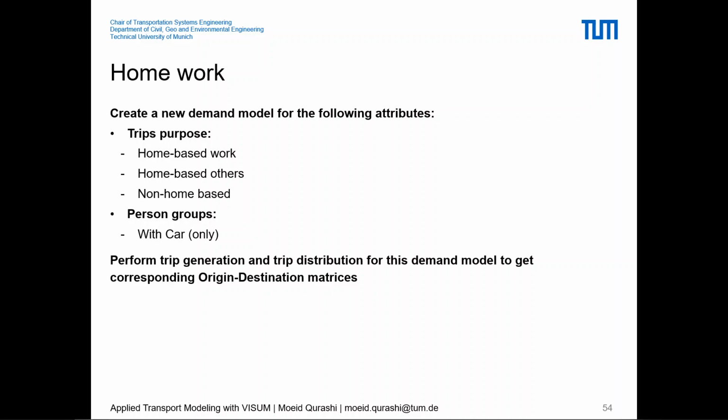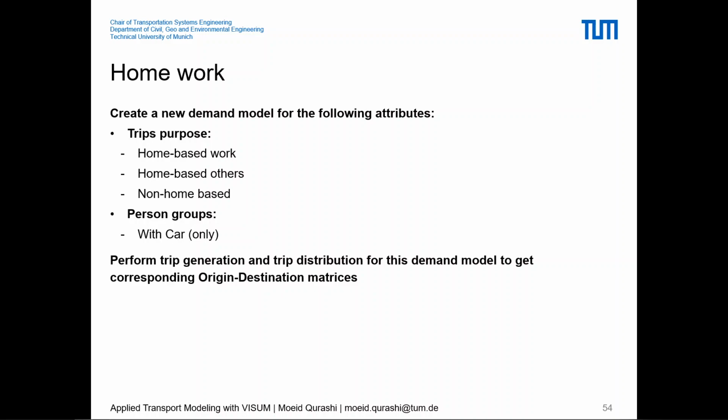Next, I also want you to work with person groups with car. Person groups with car only means that you will work only with the trips that are done by car. So first, inside the activity pair in your demand model, you will need to create three different activities: home-based work, home-based other, and non-home-based. In the person group you will have only one person group, that is with car. But when you do the processing in R, you will have an extra constraint saying that you want only the trips which are done by car.